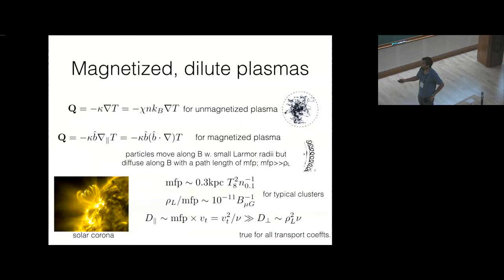And it's just the mean free path times the thermal velocity. So the diffusion coefficient along the field lines is many orders of magnitude bigger compared to the perpendicular diffusion. So essentially you ignore perpendicular diffusion and say all transport is anisotropic transport.